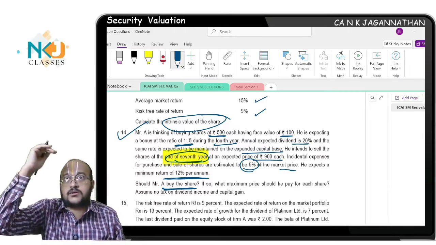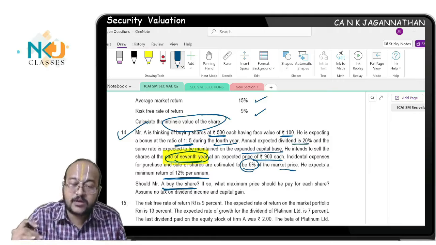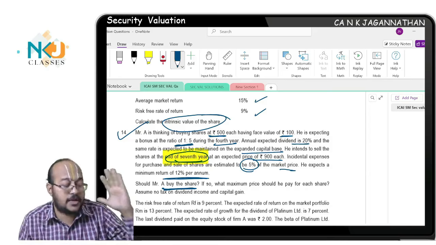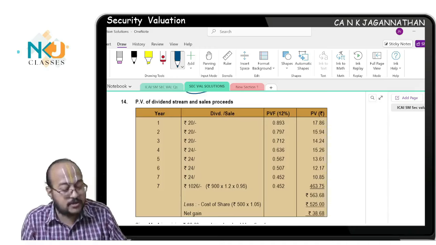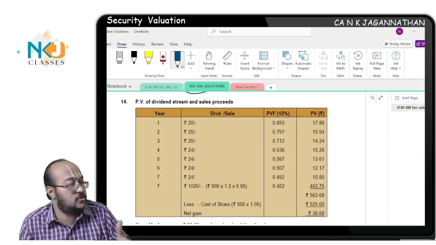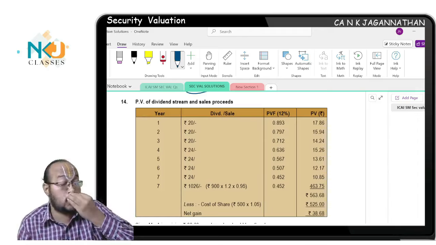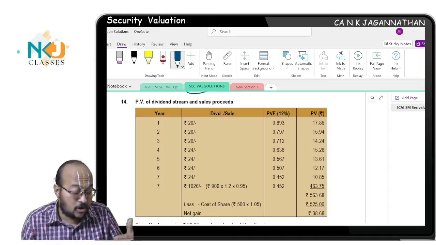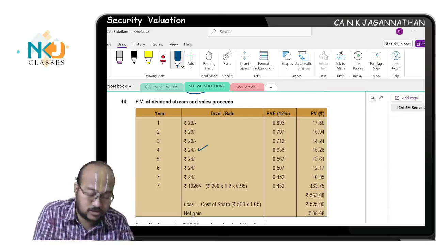Then you will consider D1, D2, D3, D4, D5, D6, D7, P7 and discount all these cash flows to bring them to present value terms. But the dividend alone will undergo a change due to the bonus issue. More dividend you will receive, correct? All these adjustments: from the 4th year, you are going to receive extra dividend because of the bonus issue.